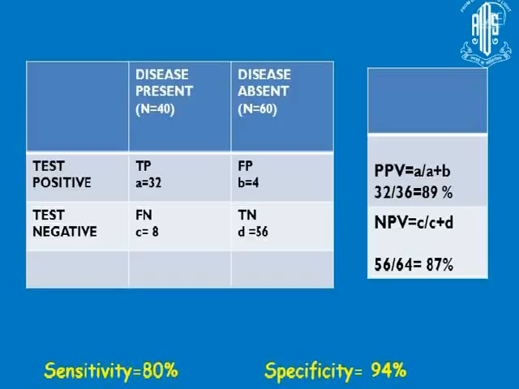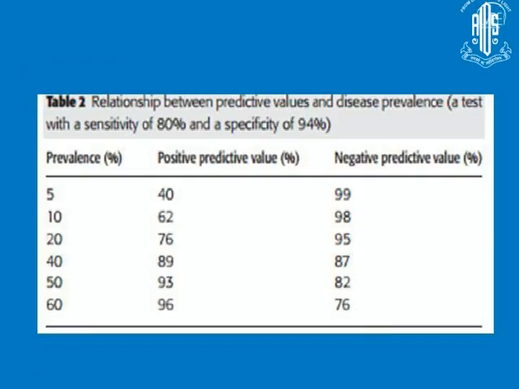As I said, look at this point: the sensitivity and specificity remain the same. What I mean to say is that predictive values are directly affected by disease prevalence. For the same test with 80% sensitivity and 94% specificity, if the prevalence is 5%, the positive predictive value is 40. But keep looking at it: as the prevalence increases, the positive predictive values also increase, whereas the negative predictive values decrease. Here, if the same disease is prevalent in 60% of the population, then your positive predictive value with the same sensitivity and specificity improves to 96%.